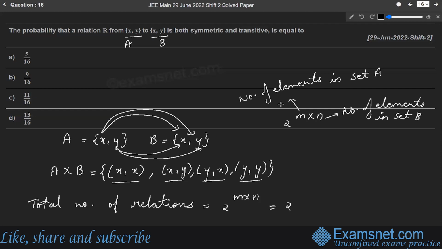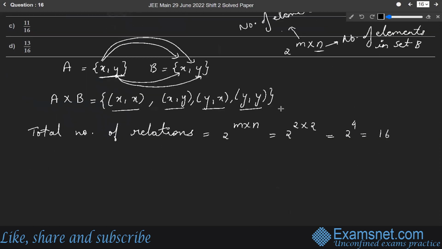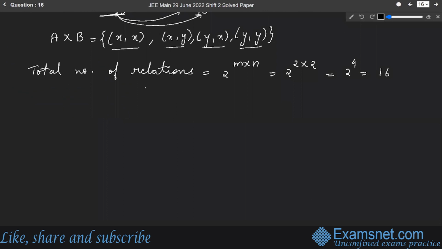All right. So the total number of relations will be 2 power m into n. What is m? M is the number of elements in set A. In set A, we have two elements. So m is 2. Similarly, n is the number of elements in set B. In set B, we have two elements. So it will be 2. So 2 power 2 into 2, 2 power 4. What is 2 power 4? 2 power 4 is 16. All right. So this is the total number of relations. Or we can say that this is the sample space. Since we have to calculate the probability here, the sample space is 16.